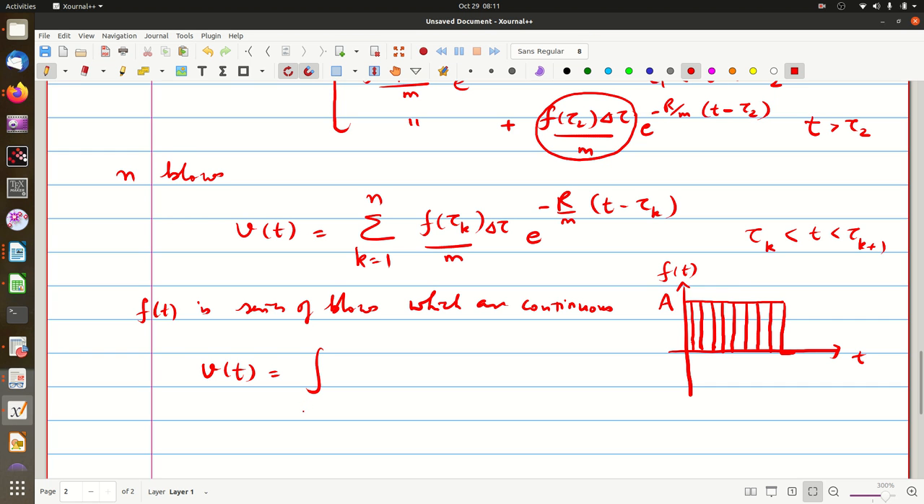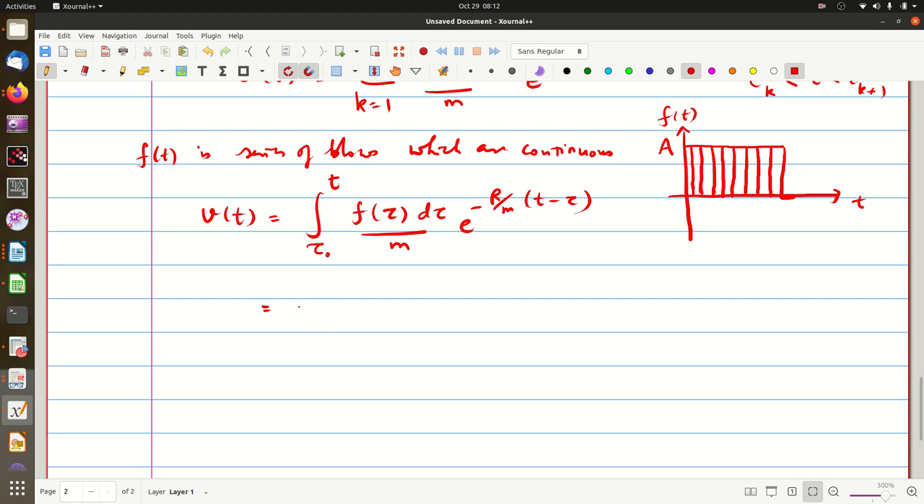Obviously, from some time tau naught, beyond which it is not zero, up to the time t, whatever we are having will be an integral. So it will become f of t. The integrand will become an instantaneous quantity dt divided by m times exponential minus r by m times t minus tau. Or, I think I made a mistake, it should have been f of tau, right? f of tau d tau divided by m times exponential minus r by m times t minus tau. So we can write it like this.